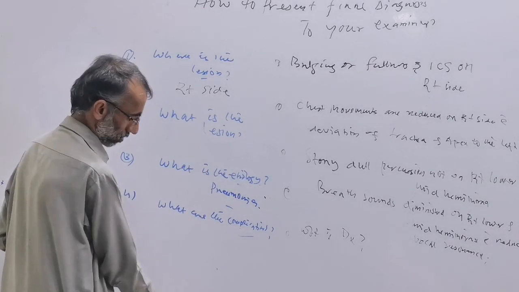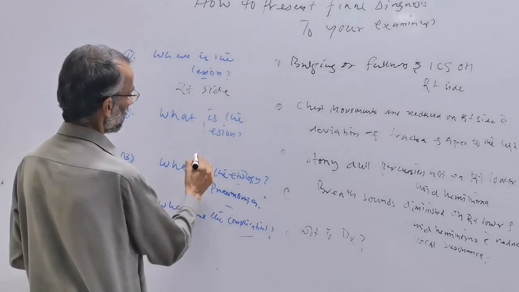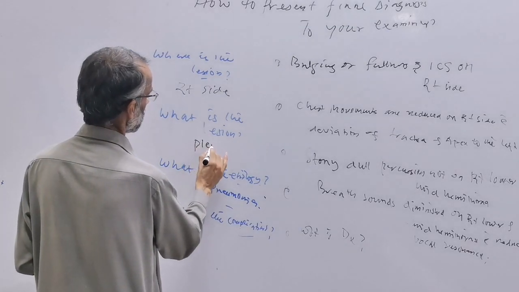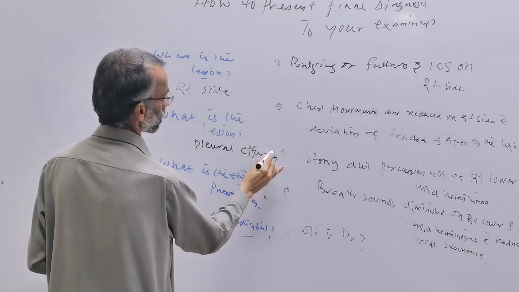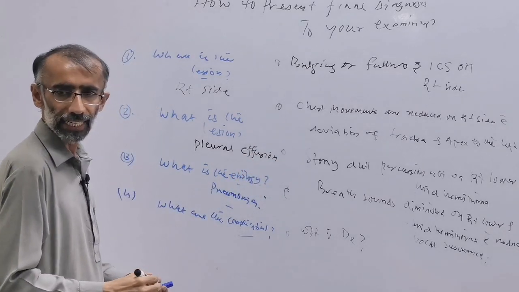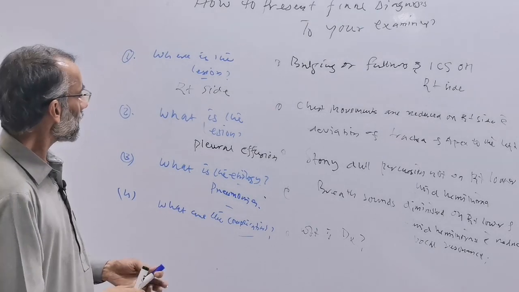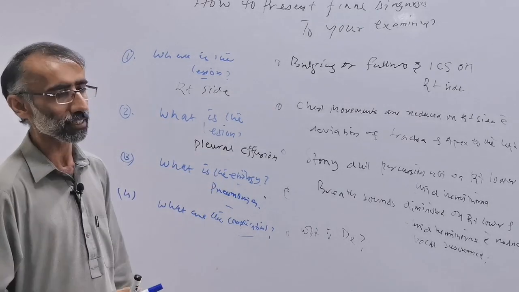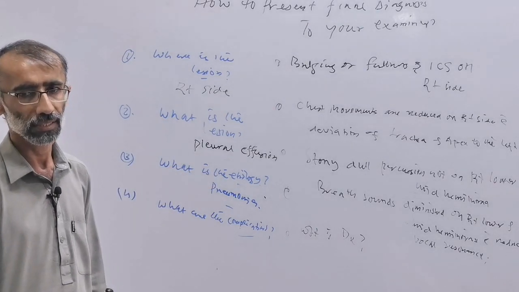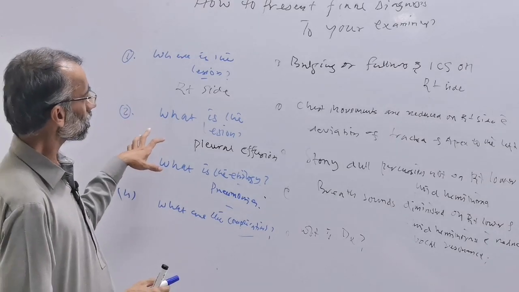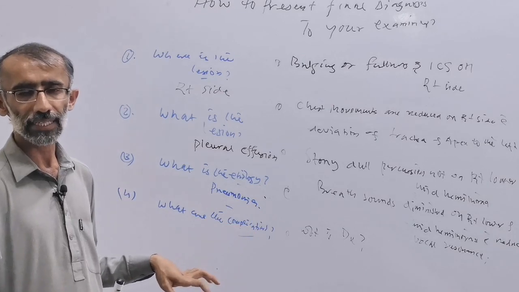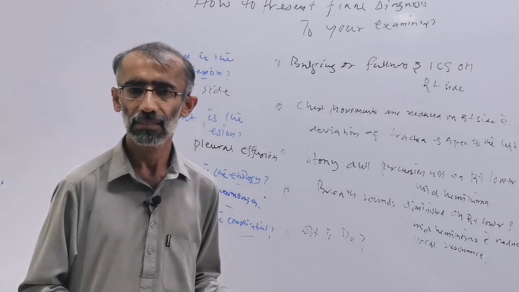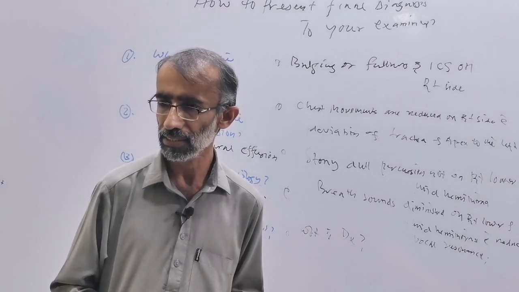What is the lesion? The lesion is the pleural effusion. Your clinical diagnosis is the right-sided pleural effusion. Just saying right-sided pleural effusion, your examiner will never be satisfied.